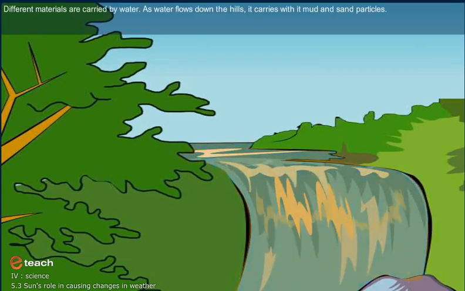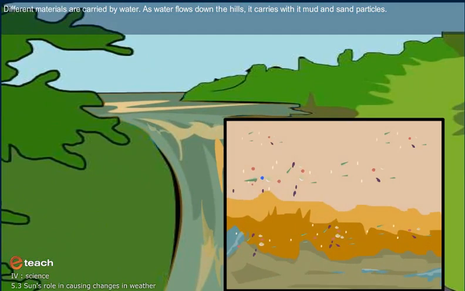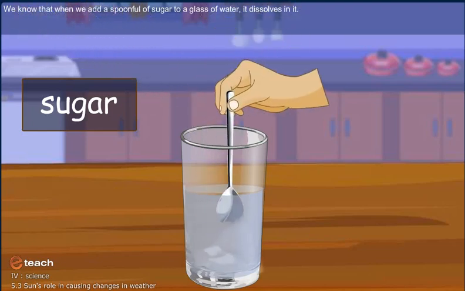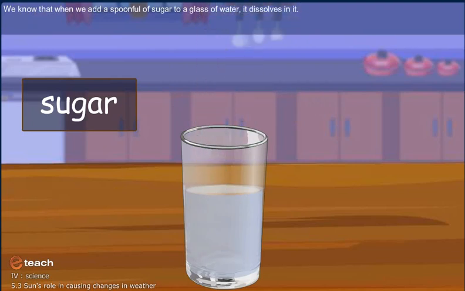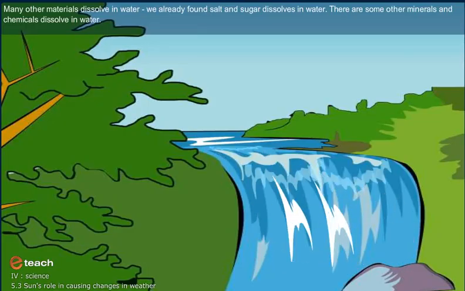Different materials are carried by water. As water flows down the hills, it carries with it mud and sand particles. This makes water impure. We know that when we add a spoonful of sugar to a glass of water, it dissolves in it.